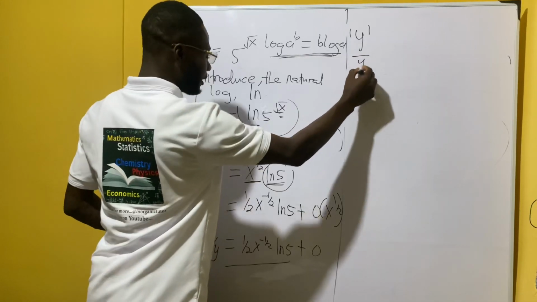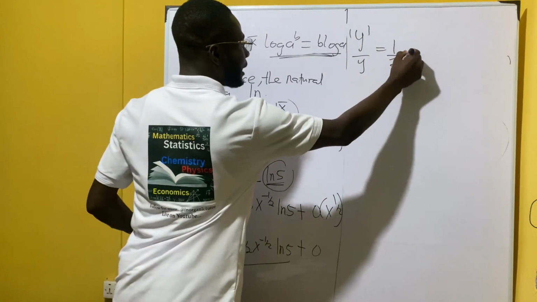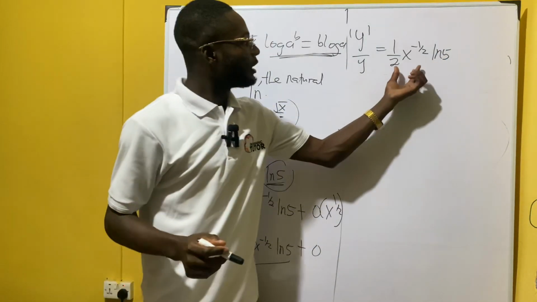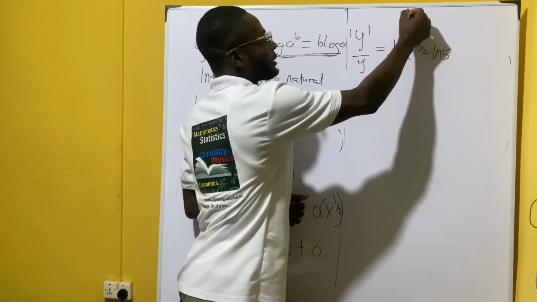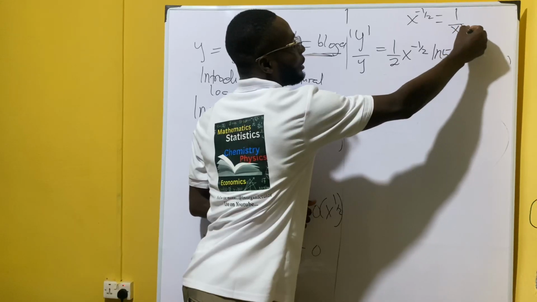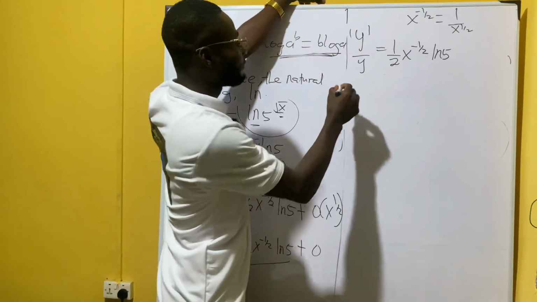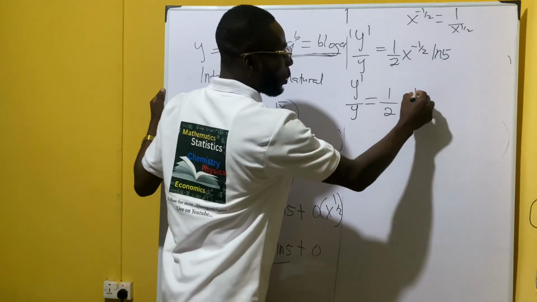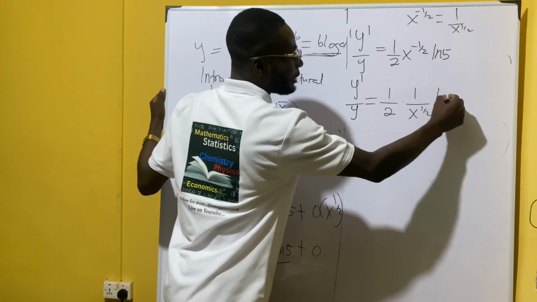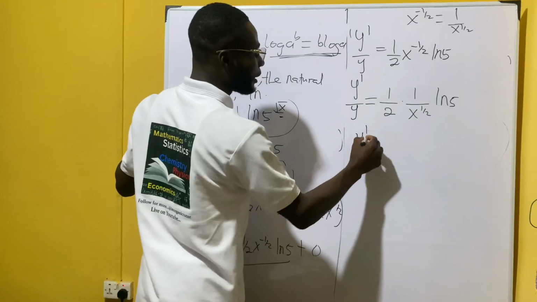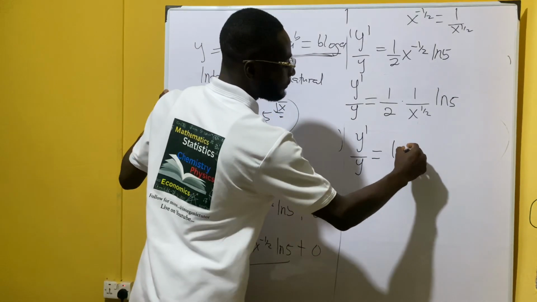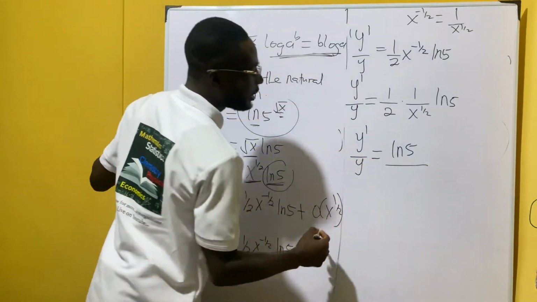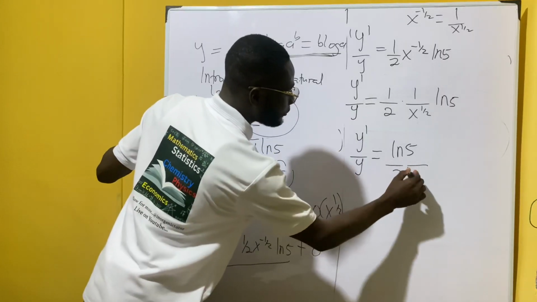So we have y prime over y should be equal to half x power minus half ln 5. And from our basic computations, we know that x power minus half is the same as 1 over x power half, so we can bring this down. So we have y prime over y should be equal to half times 1 over x power half ln 5. So here we can have y prime over y should be equal to ln 5, this multiplying the whole of this, we have 1 times ln 5, and that is ln 5 all over 2 x power half.